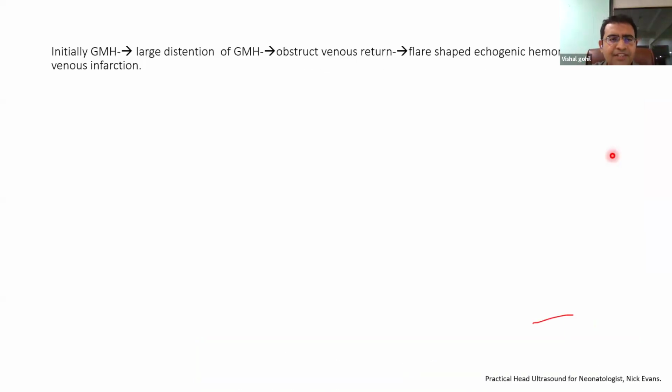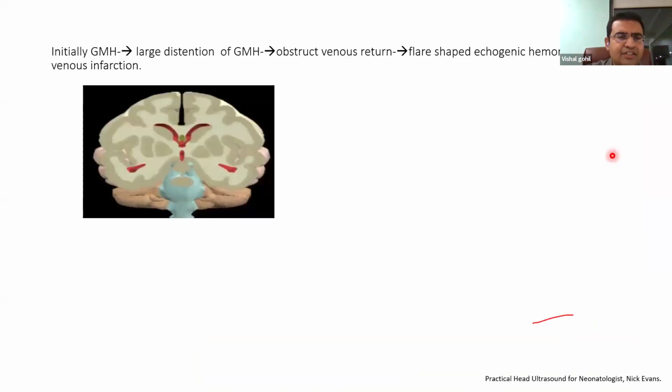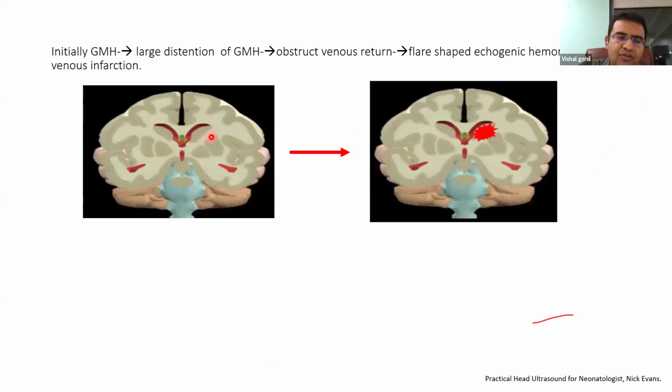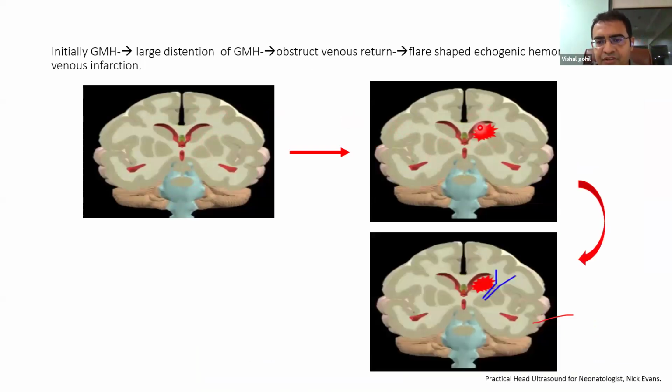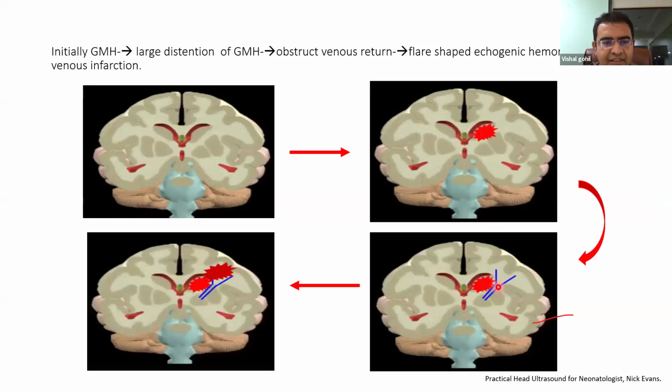Okay. Now, how does it start? If you see over here, this is your foramen of Monro view. And as we know, the most common IVH is going to happen on this side because of the germinal matrix. When there is a dilatation or distension of your germinal matrix, it of course obstructs your venous return over here. And because of that, you can see that a hemorrhagic venous infarct is going to happen. This is the most common sequence for that.